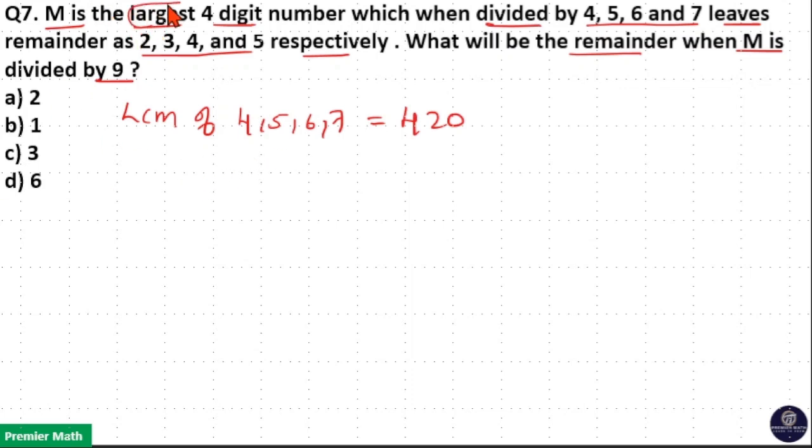Now M is the largest 4-digit number, which means M is closest to 10,000. Take the multiple of 420 which is closest to 10,000, because a multiple of 420 will be divisible by 4, 5, 6 and 7. Now 420 into 20 is equal to 8400, which is not really close to 10,000. So, increase 20 to 23.